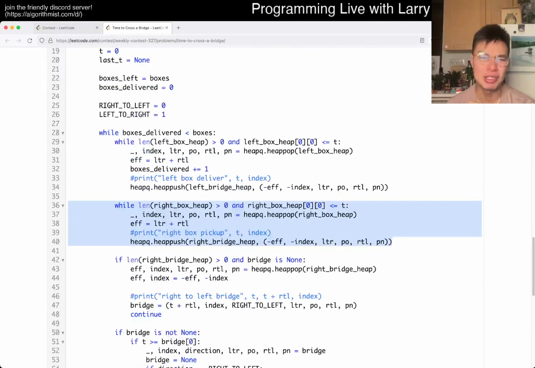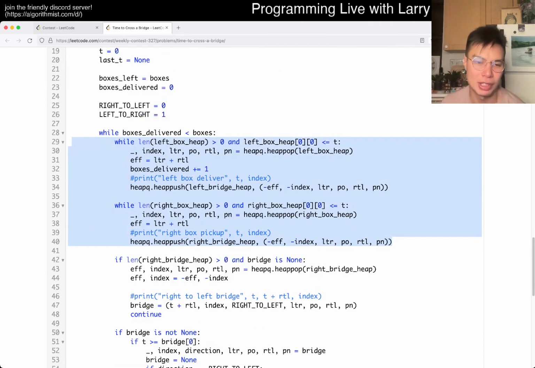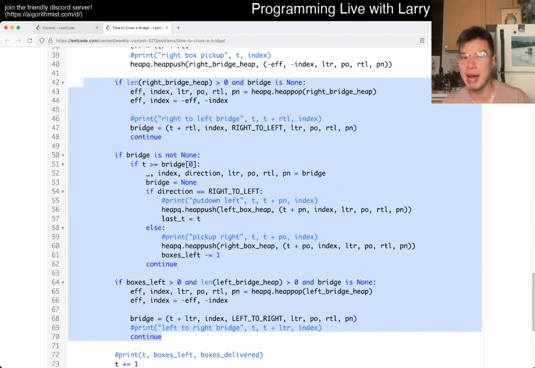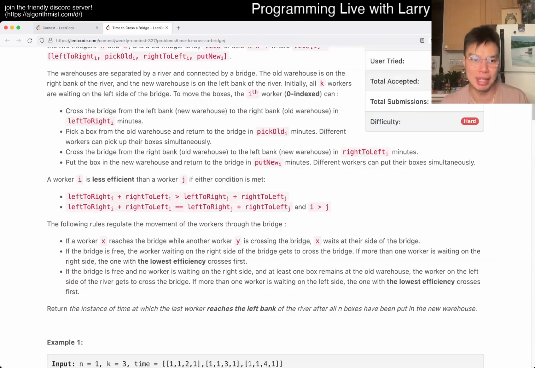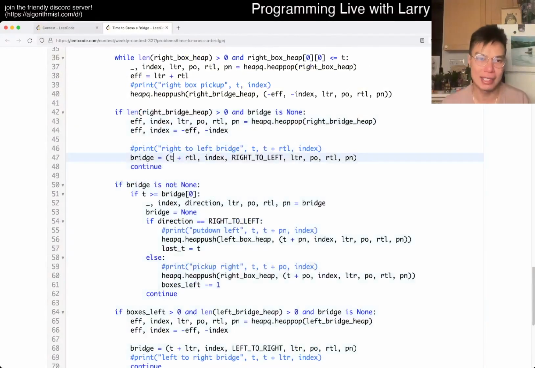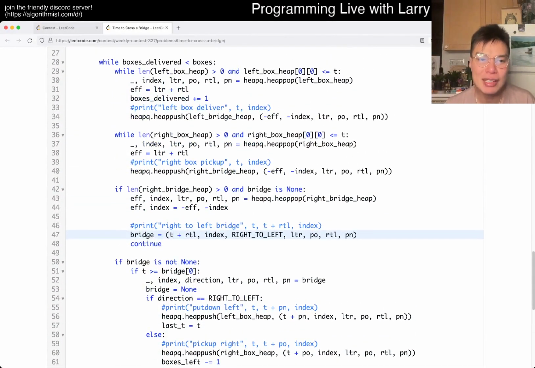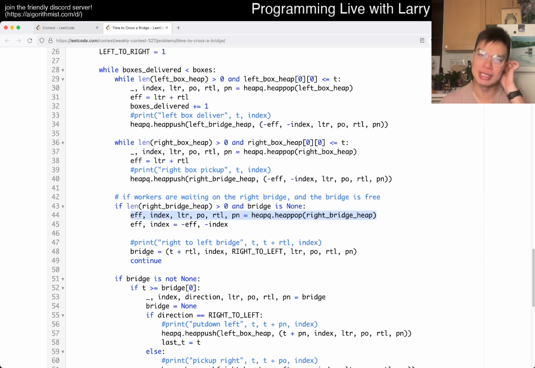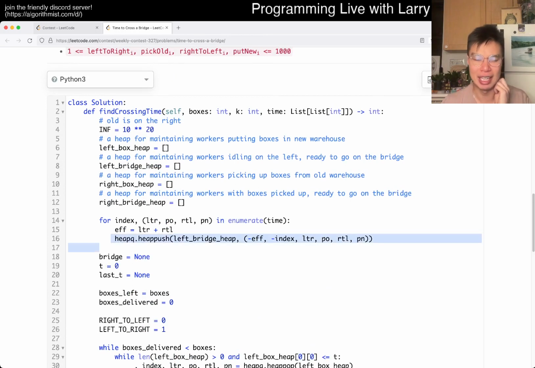And then here, these two, the order doesn't really matter per se because it's just putting things, they act independently. The rest of this, the order does matter because this is me implementing this rule set in the order that they denoted. And so the way that I keep track of this is, okay, if workers are waiting on the right bridge and the bridge is free, then we take the least efficient one.